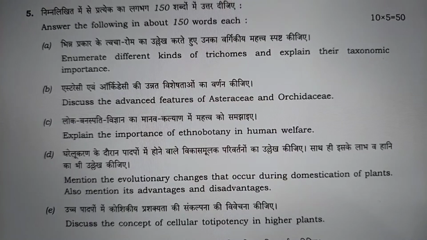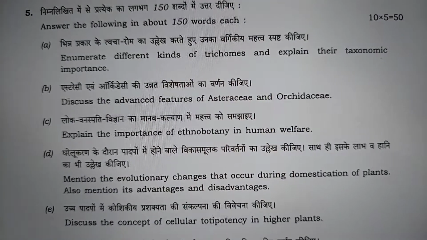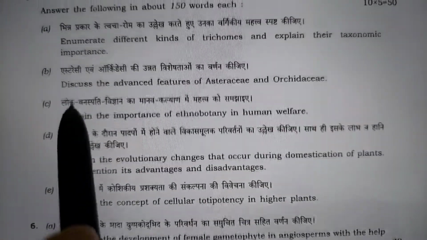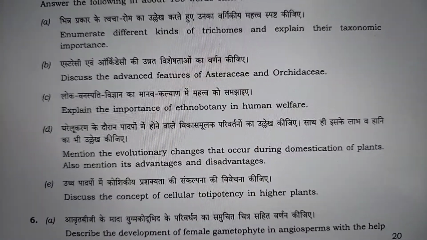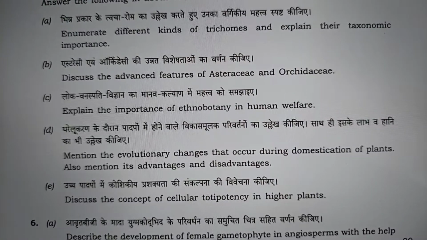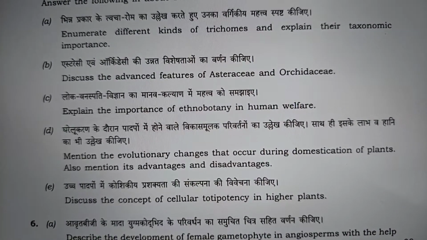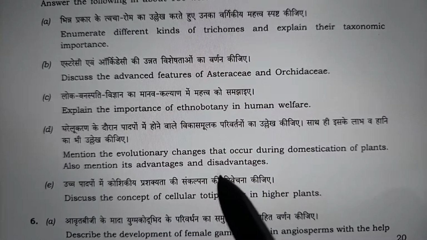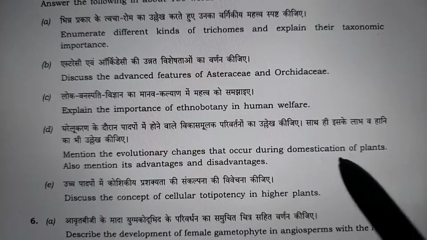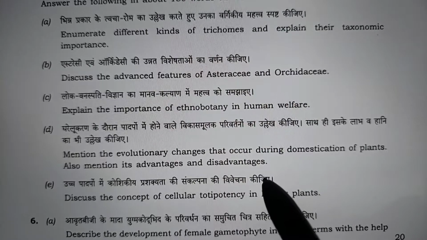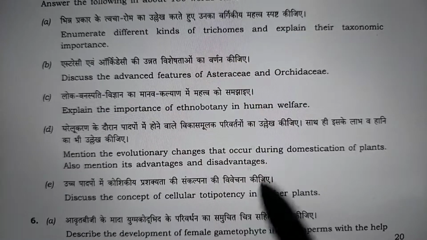Only advanced features of Asteraceae and Orchidaceae, each 5 marks and 5 marks. Option C is explain the importance of ethnobotany in human welfare, 10 marks. D is mention the evolutionary changes that occur during the domestication of plants, also mention its advantages and disadvantages. So characteristic 5 marks and advantage and disadvantage 5 marks, total 10 marks.